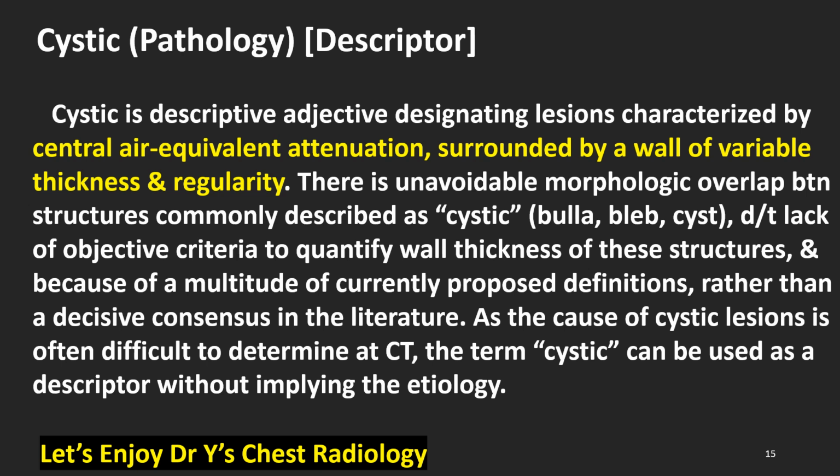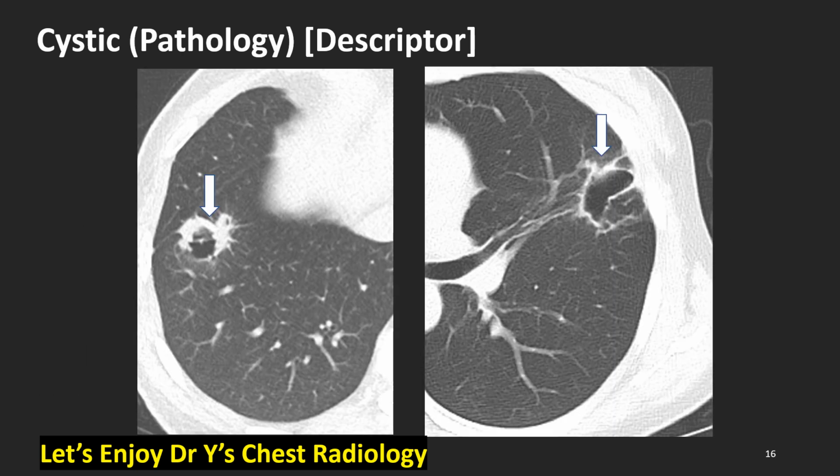As the cause of cystic lesions is often difficult to determine at CT, the term cystic can be used as a descriptor without implying etiology. Cystic pathology descriptor. Both arrows indicate cystic lung cancer. Both lesions are from squamous cell carcinoma of the lung.